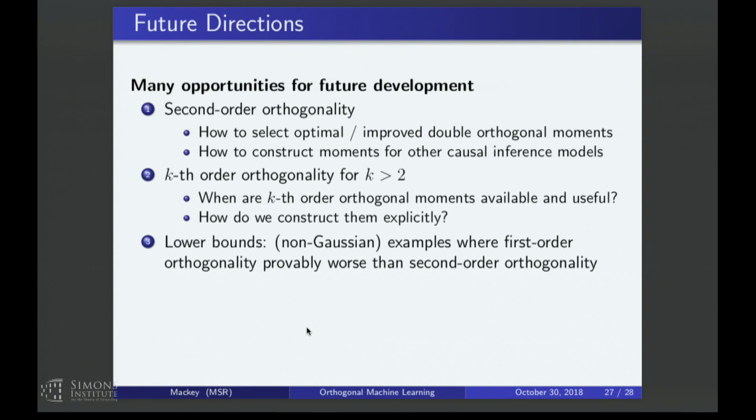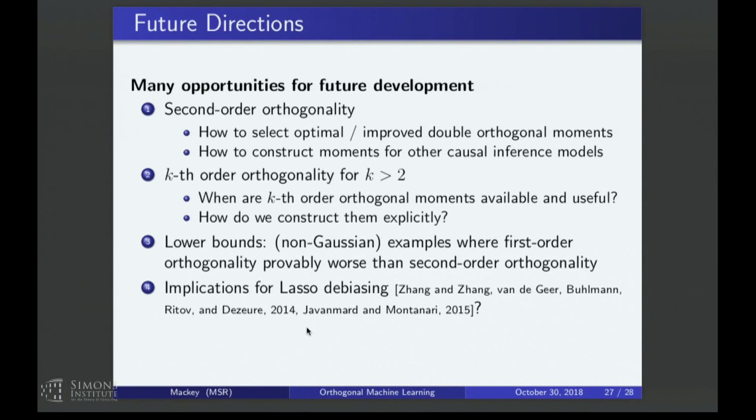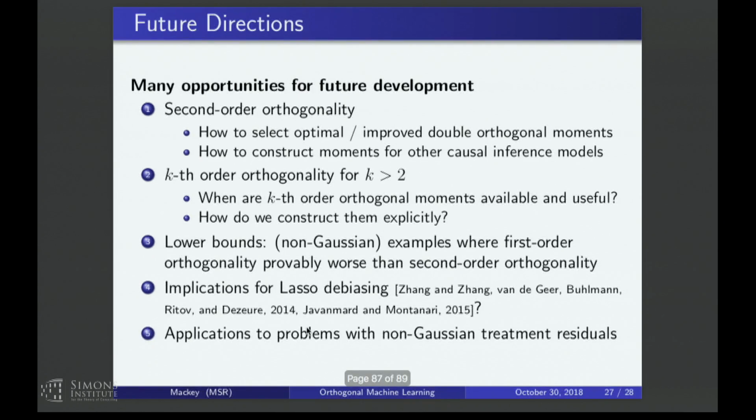We talked a little bit about lower bounds. There's this very related literature on lasso debiasing, and out of that literature and some of the statistics literature, we have lower bounds for these sorts of problems. But they often assume Gaussianity of all the covariates, including, in our case, the treatment variable. So an interesting question is, can you beat that lower bound if you have a non-Gaussian covariate? And of course, I'm really interested in applications to other problems with non-Gaussian treatment residuals. So let's leave these ideas up for all of you, and hopefully you'll have thoughts about them.